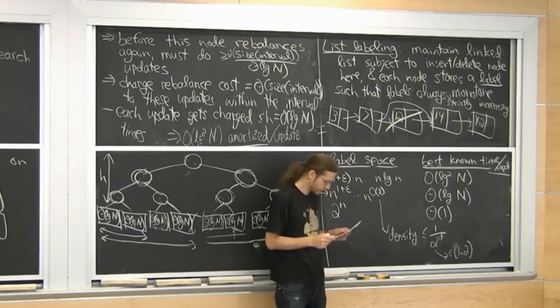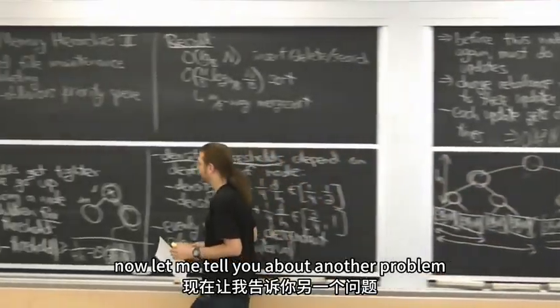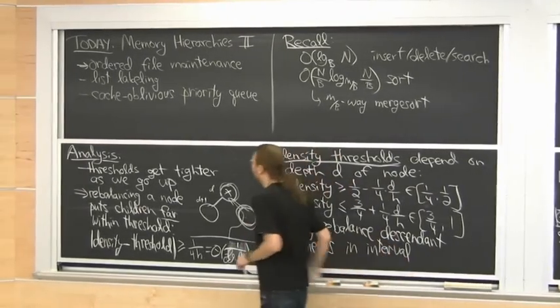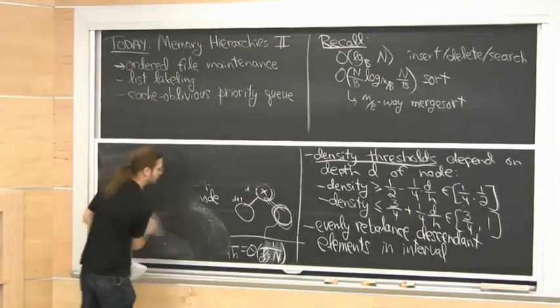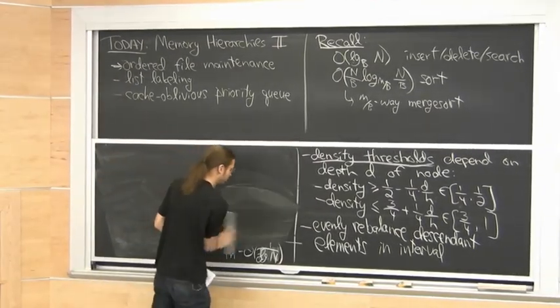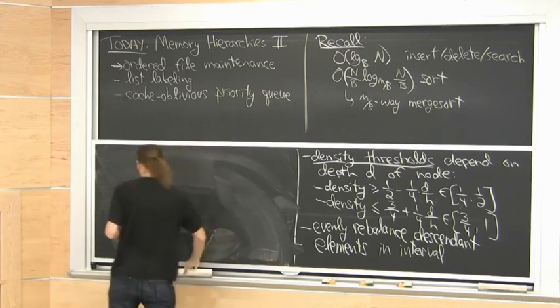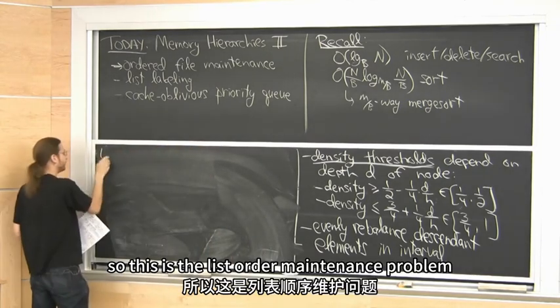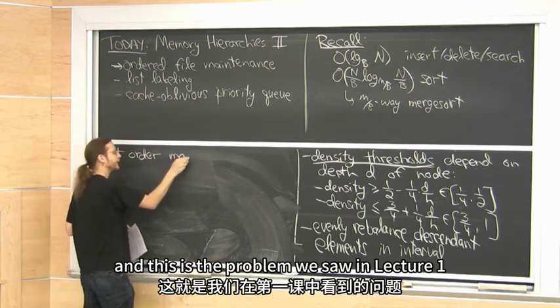Okay. Cool. Now let me tell you about another problem, building on this. So this is the list order maintenance problem. And this is the problem we saw in lecture 1.